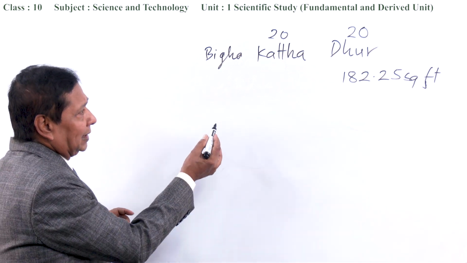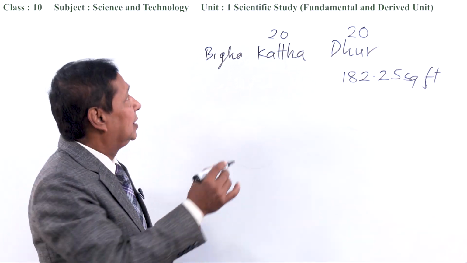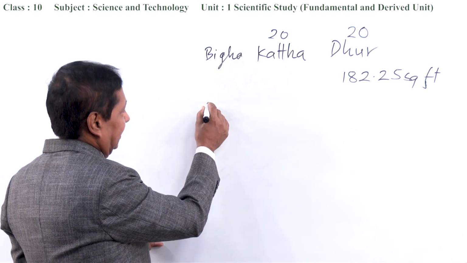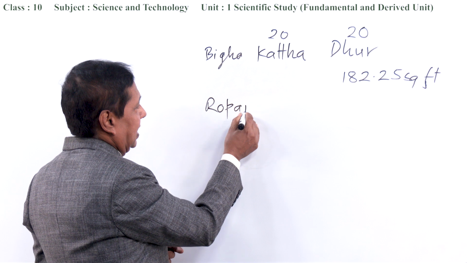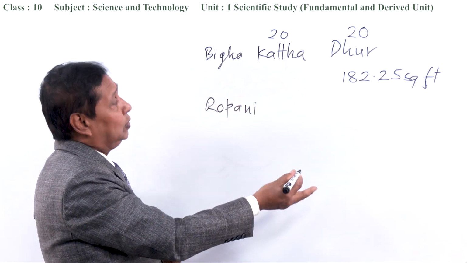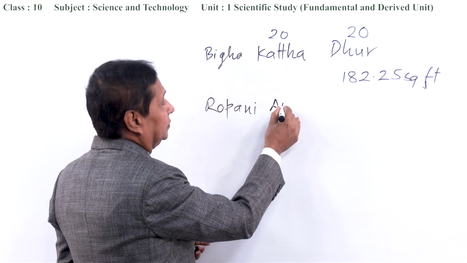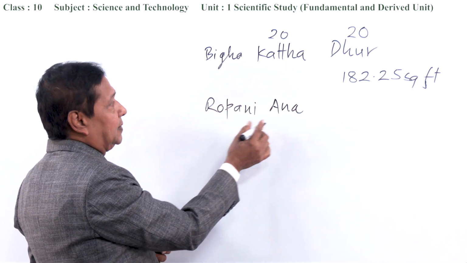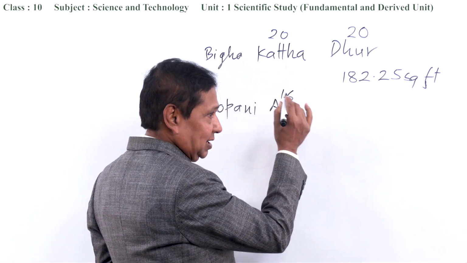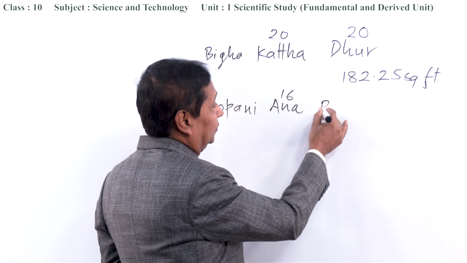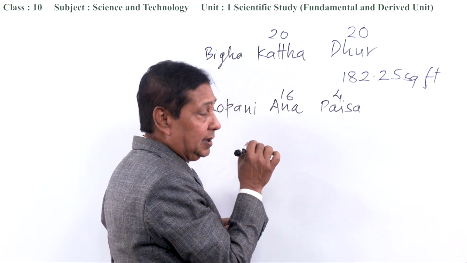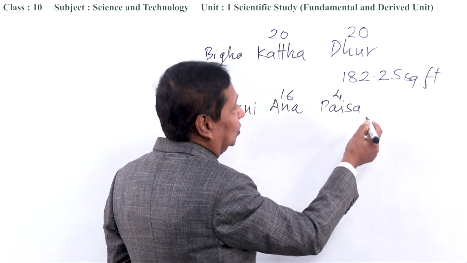Now in the hilly region, in the mountain region, bigha is not used. It's a very large area. That's why instead of bigha, ropani is used. R-O-P-A-N-I, ropani. And ropani is divided into ana. 1 ropani is divided into 16 ana. Each ana is divided into 4 paisa, and each paisa is divided into 4 dam.